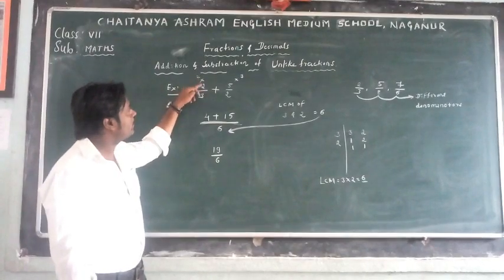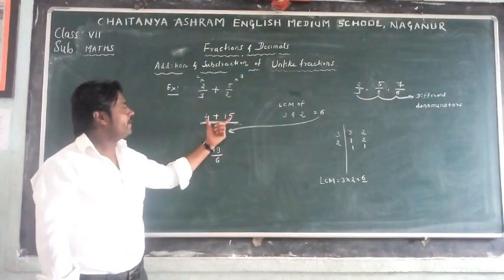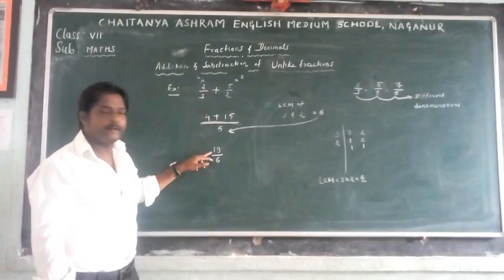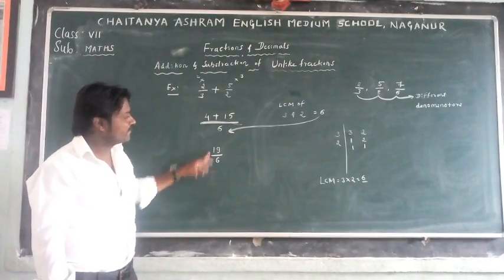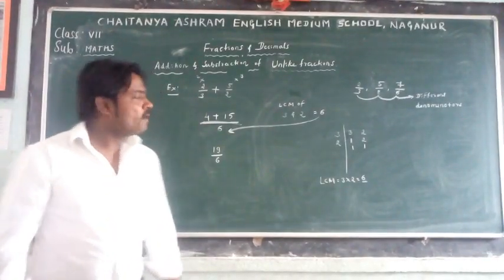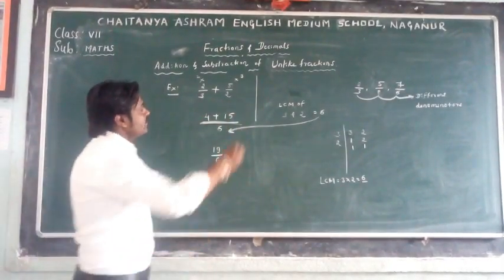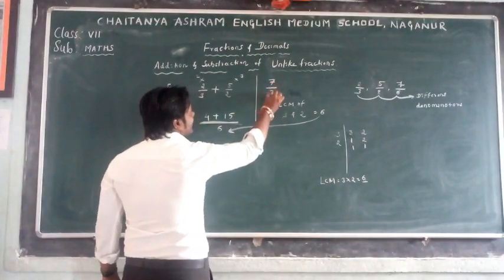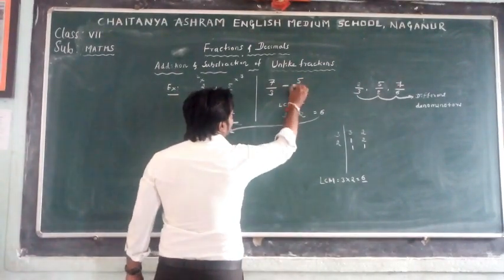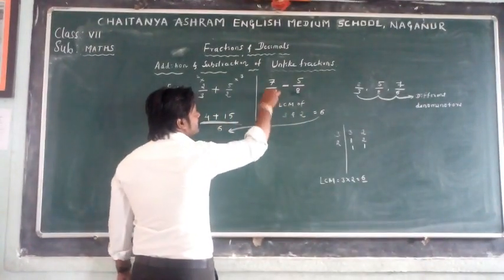Then multiply 2 into 2, 4, plus 3 into 5, 15. Here there is a plus, which means we have to add. So 4 plus 15 is 19. So this is the sum of these two unlike fractions. Understood? Now consider another case: 7 by 3 minus 5 by 8. Or here take this as 4.